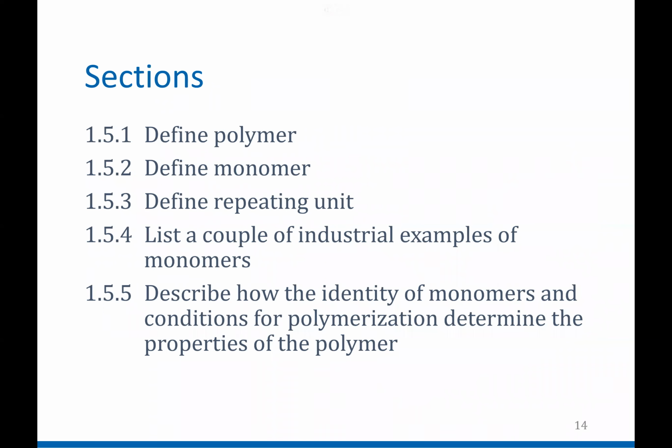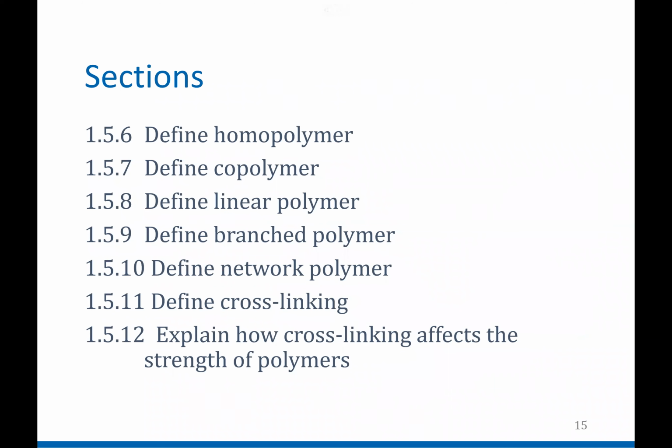So we'll define polymer, monomer, repeating unit, talk about some examples, and then talk about different types or classifications of polymers. Homo, co, linear, branch, network, cross. We'll look at cross-linking, things like that. It's pretty straightforward, mostly a studying terms type of unit. You should definitely know all these different types of terms, but it's a lot easier than it looks.